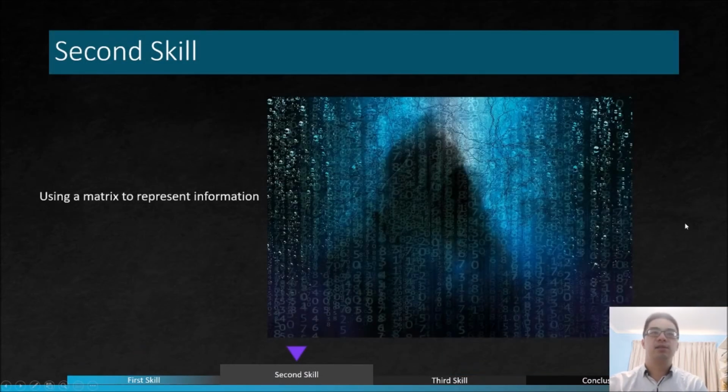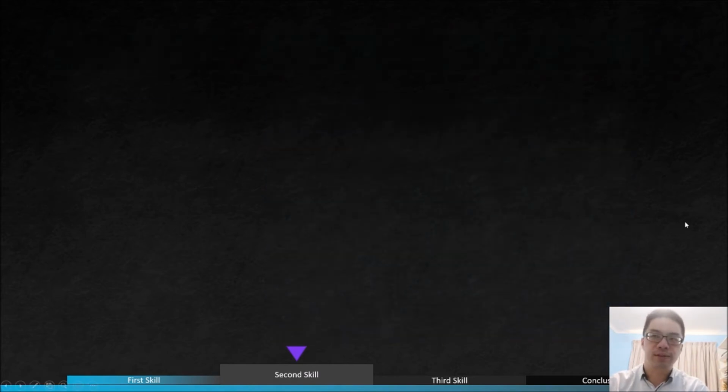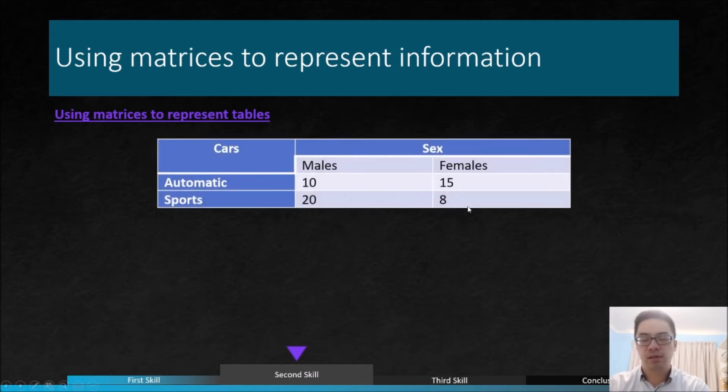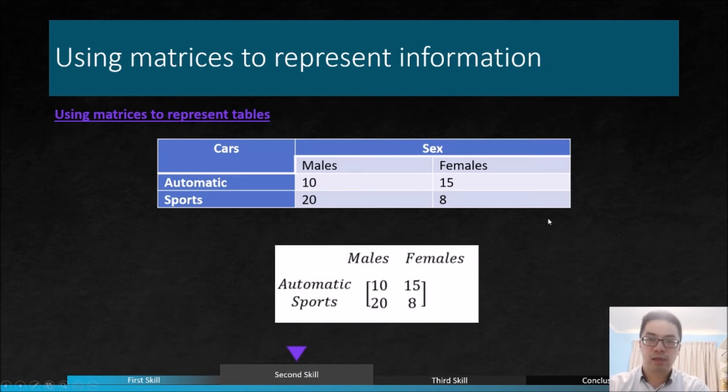Alright, our second skill is using a matrix to represent information. So there's using matrices to represent tables. So we've got a table here, and it's pretty much a direct transformation into a matrix. So as you can see, we're looking at males, we're looking at females, and we're looking at automatic cars and sports cars. So you can already kind of see that it's most likely going to be a 2 by 2 matrix. So that's what we'll do. We'll put males, and then we'll put automatic and sports cars.